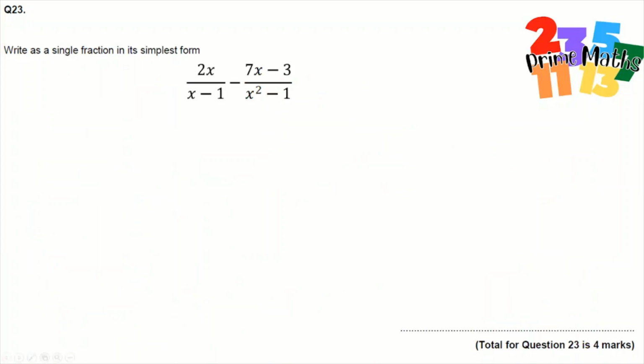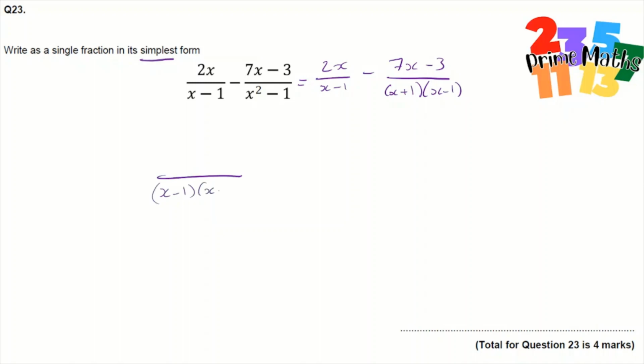Our final question wants us to write it as a fraction in its simplest form. As soon as I see simplest or simplify in an algebraic fraction, I want to make sure I can factorise something. The first fraction we can't factorise anything, but the second fraction you should spot the denominator is a difference of two squares, x plus 1 and x minus 1. This will make writing it as a single fraction much easier. So to write it as a single fraction, I want a shared denominator of x minus 1 and x plus 1.